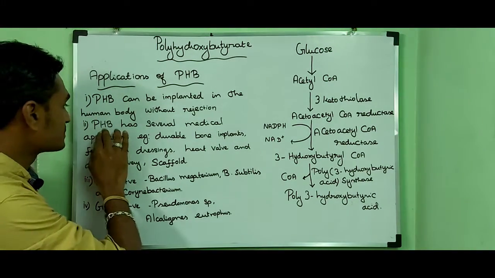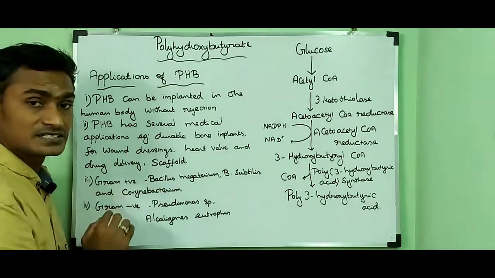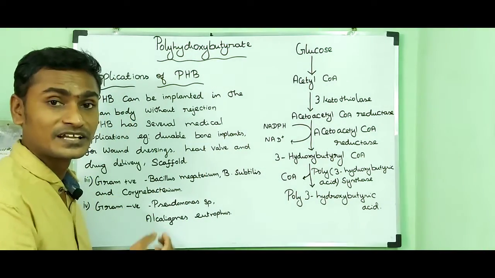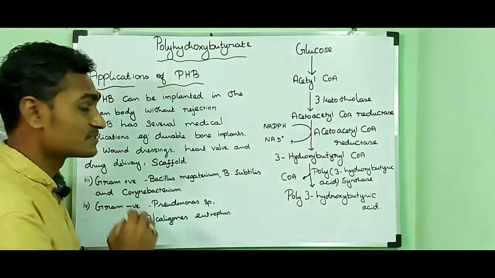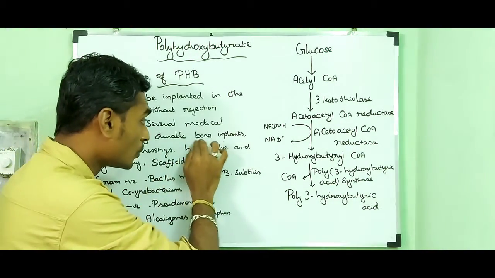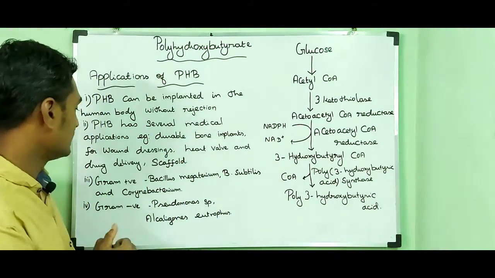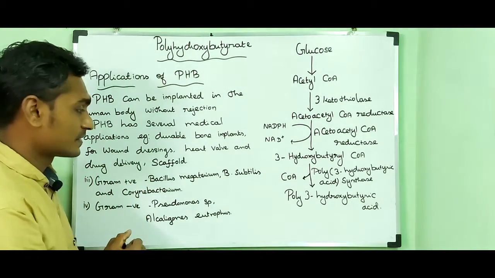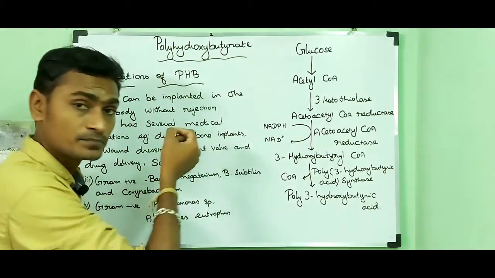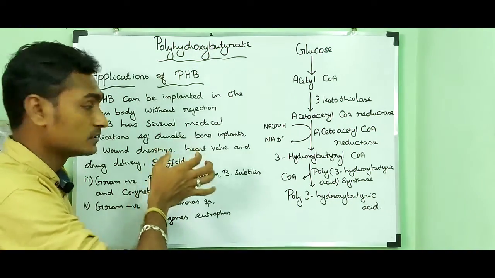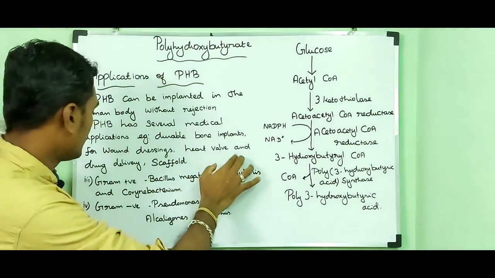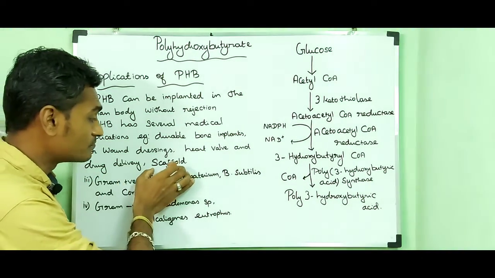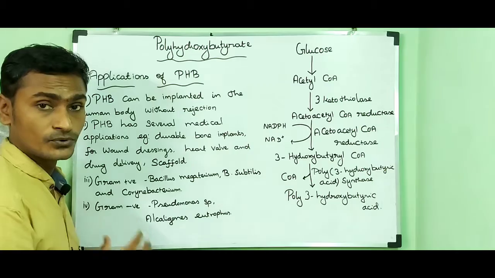PHB has several medical applications. For example, we can use PHB as durable bone implants. It can be used for wound dressing. We can replace the heart valve with PHB. And it is used for drug delivery. Finally, they have mentioned a word called scaffold.